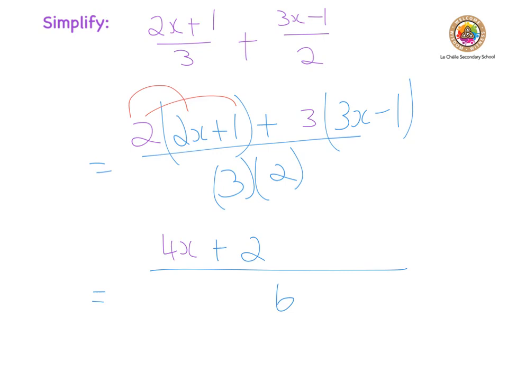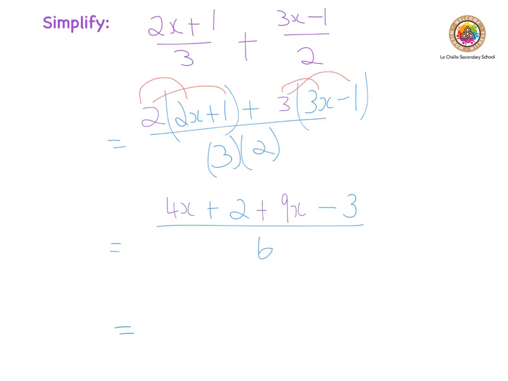Here we have 3 times 3x. Well, 3 times 3x is 9x, and they're both positive, so that's a positive number. And then likewise, 3 times 1, well, 3 by 1 is 3, and this time it's a positive by a minus, so that's going to be a minus. And then, as we always do in algebra, it's our like terms together. So again, it's over 6 as I tidied up.